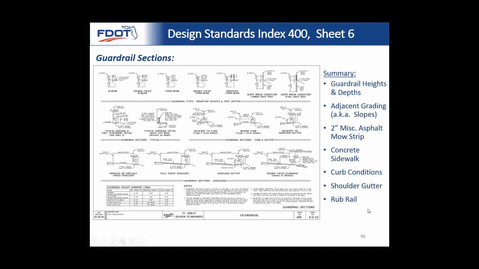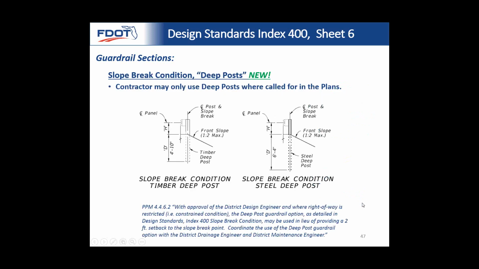Moving along to our guardrail sections, we've consolidated all these cross sections. There's a lot of good information on here about how things are graded and where things are measured from, and we'll focus in on some of these details in upcoming slides. It gives you your guardrail heights and depths, your adjacent grading, and explains where the 2-inch miscellaneous asphalt mow strip goes below the base. It also explains how to handle a concrete sidewalk. We've never before really addressed how to handle guardrail near concrete, and it's very important to handle that correctly, so now we've addressed that. It explains the curb conditions, shoulder gutter, and when to use rub rail.